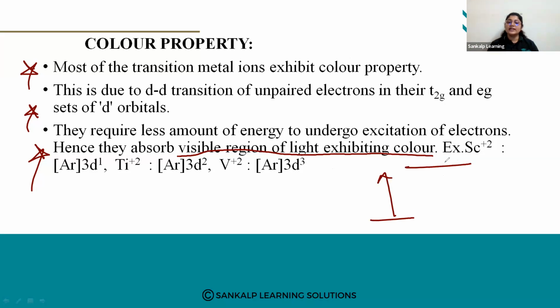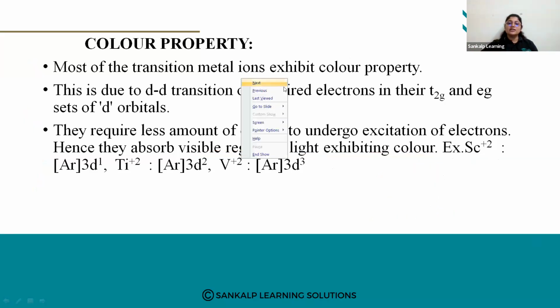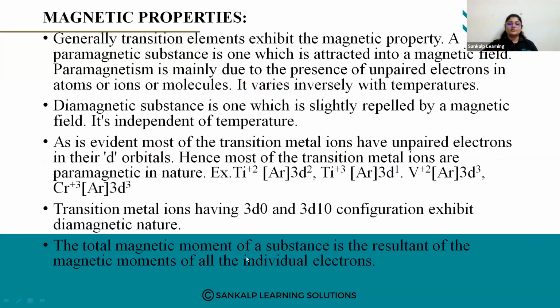When it gets excited, it will be unstable, so it will come back to the ground state. At that time they will absorb light in the visible region, and thus they exhibit color. So this is the characteristic of a transition element, that is, the color property.